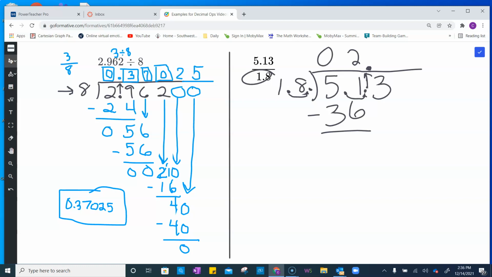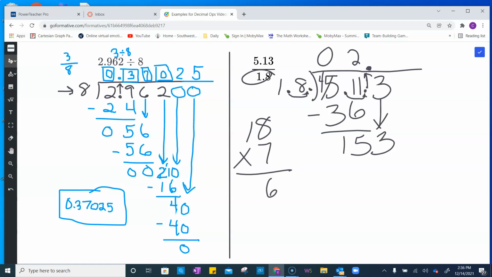That's 2 18s. Okay, got to borrow. 11 take away 6 is 5. 4 take away 3 is 1. Bring down the 3. How many times does 18 go into 153? Well, if you don't know, you better start guessing. Do some multiplication off to the side. I'm going to guess 7 times. Just a guess. 8 times 7 is 56. Carry the 5. 7 times 1 is 7, plus the 5 is 12. That's 126. I don't think I'm close enough.